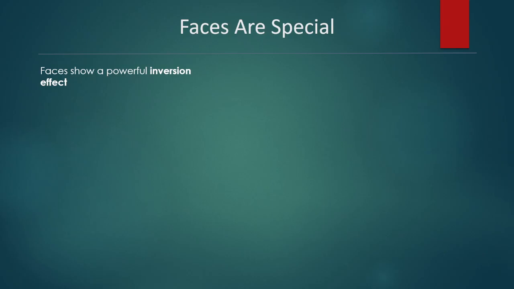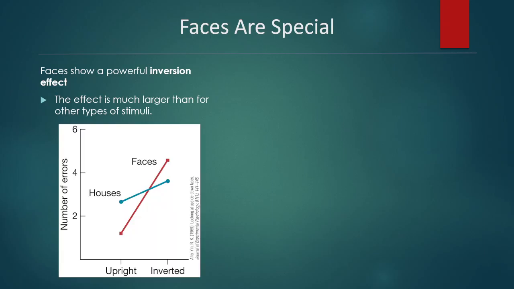And as a result of that, one fact that we see is that faces show a powerful inversion effect. What that means is that if you were to turn the face upside down or invert it, you'll notice in this little graphic, the red line is when the person saw faces. And if the face is upright, they make very few errors in identifying the face. If the face is inverted or upside down, they make way more errors. Whereas houses upside down or right side up, it doesn't really affect the accuracy of recognizing the object. So faces in particular are very sensitive to whether they are upright faces or inverted faces. You're much more accurate at recognizing upright faces.